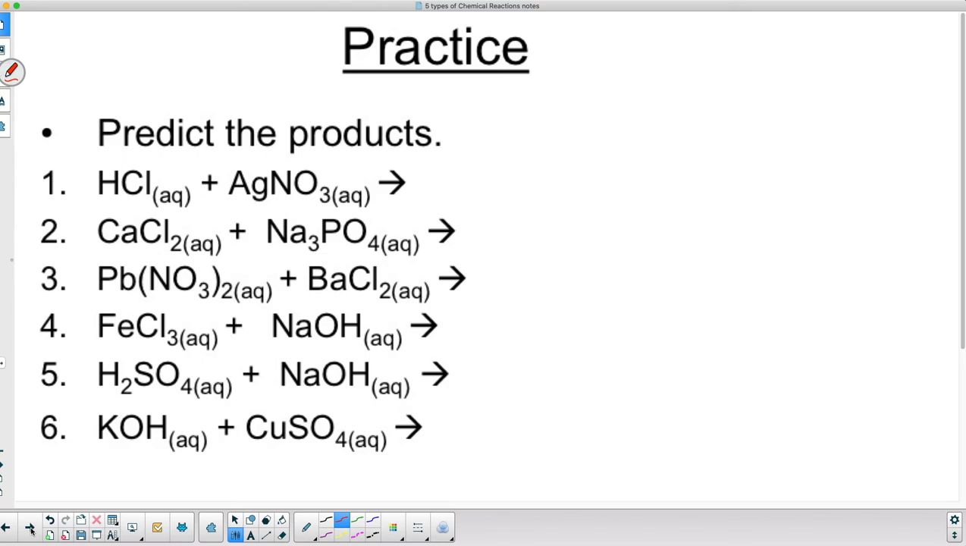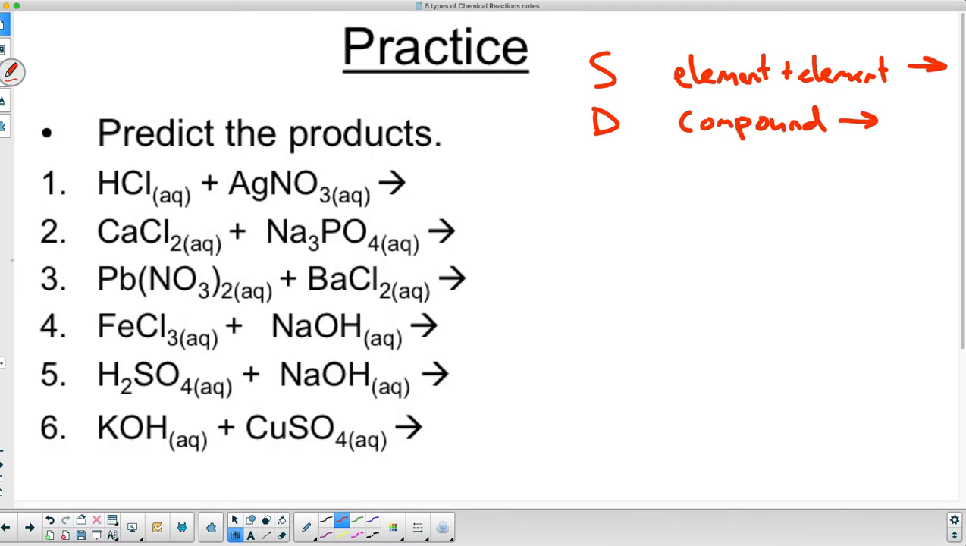So first of all, before we get to the practice, and we will get to the practice, you don't have to predict the products. I'm not going to do that. I just want you to tell me what type of reaction it is, and I want you to write this down. Our choices are synthesis, which is element plus an element. Decomposition, and then the products, which is just a compound. So no plus sign on the left-hand side for decomposition.